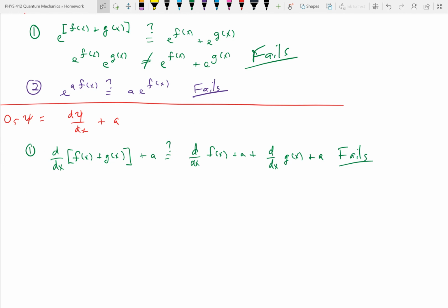So fortunately, we don't have to go to part B where we'd have two different A's. We have to change one of them to a different letter. Yeah.